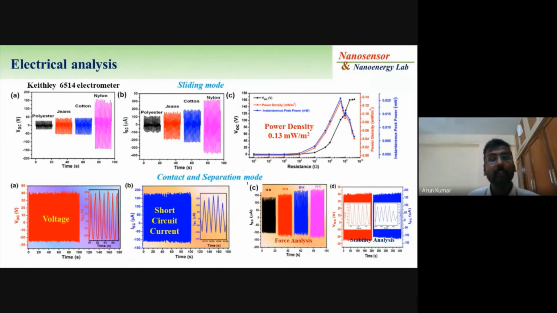So here, for sliding mode, this device works in 2 different modes. One is sliding mode, the other one is contact and separation mode. And here you can see the power density, the impedance matching. What happened? Now it increased up to 10 power 8 or 10 power 9, nearly 10 power 9. That means near to giga ohm or 500 mega ohm. The power load matching has been shifted, right? So this is why we need a perfect instrument.